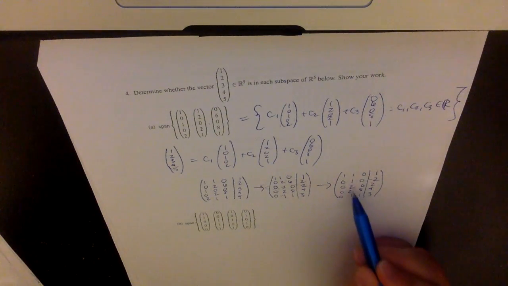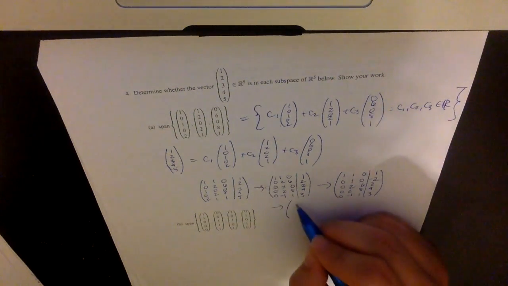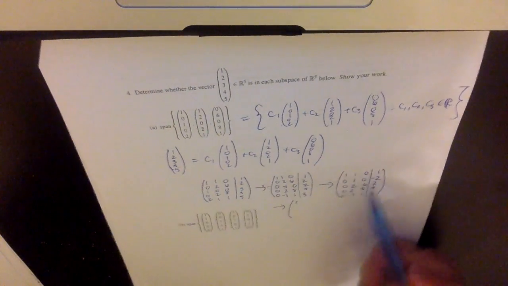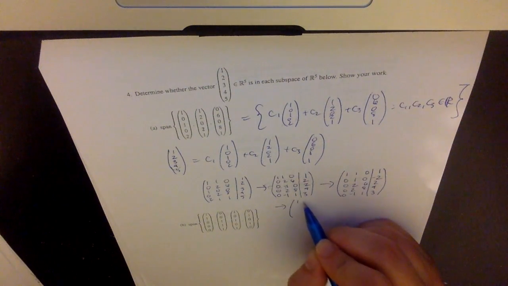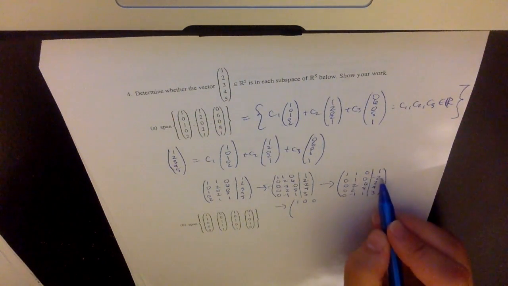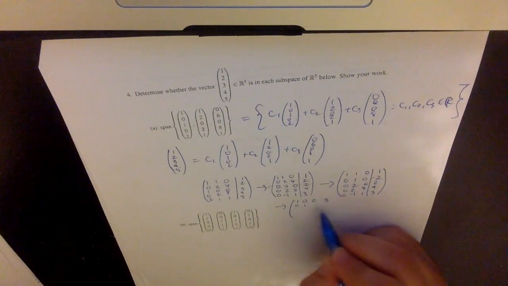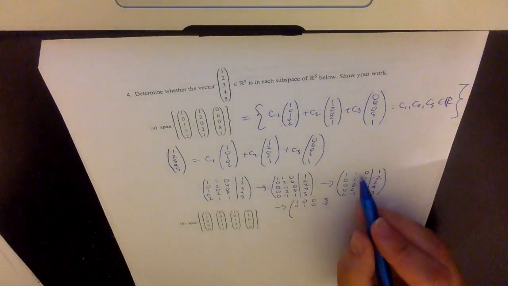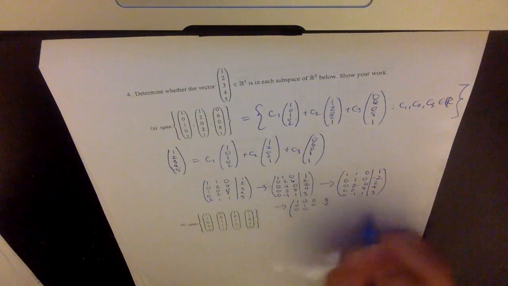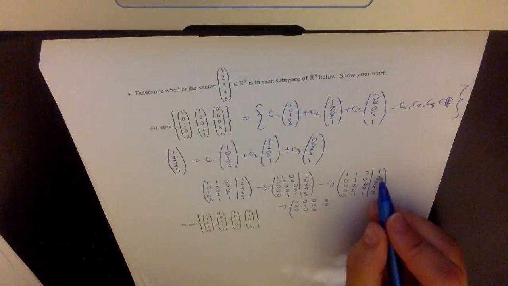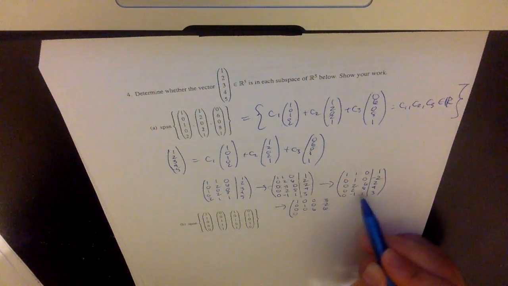Okay, now let's use this 1 to zero out these entries here, and let's also zero out this entry. So we're going to take row 1 minus row 2. So we get 1, 0, 0, and row 1 minus row 2 gives 3. Row 2 is okay. Now row 3 minus 2 times row 2 gives 6, and then 0.